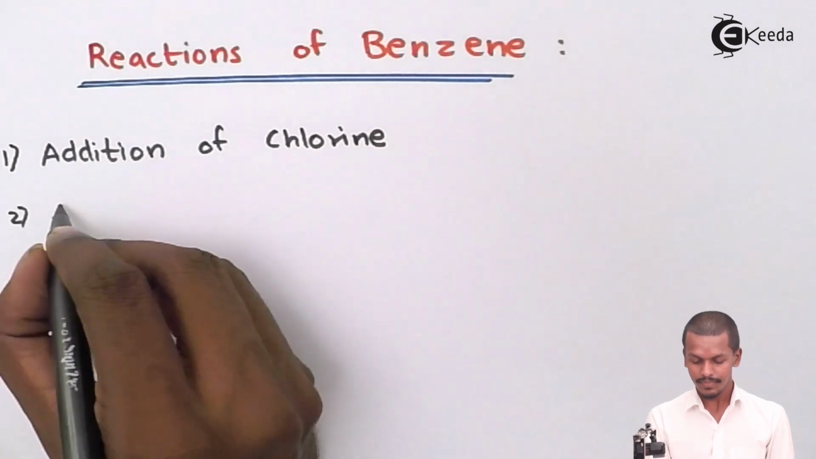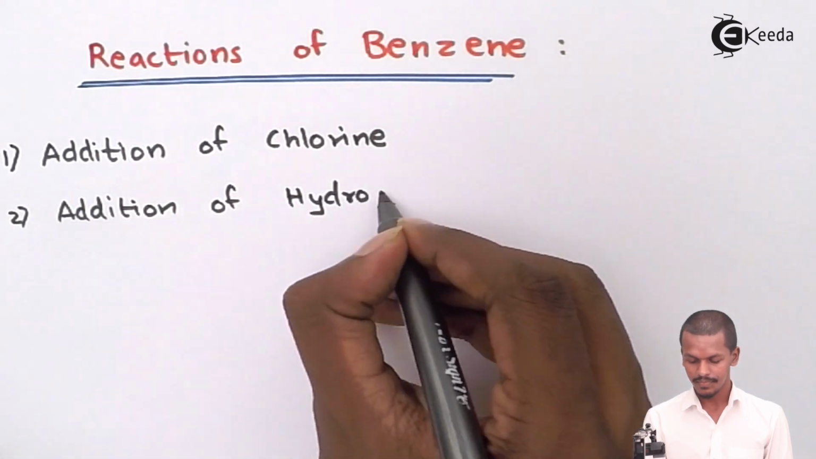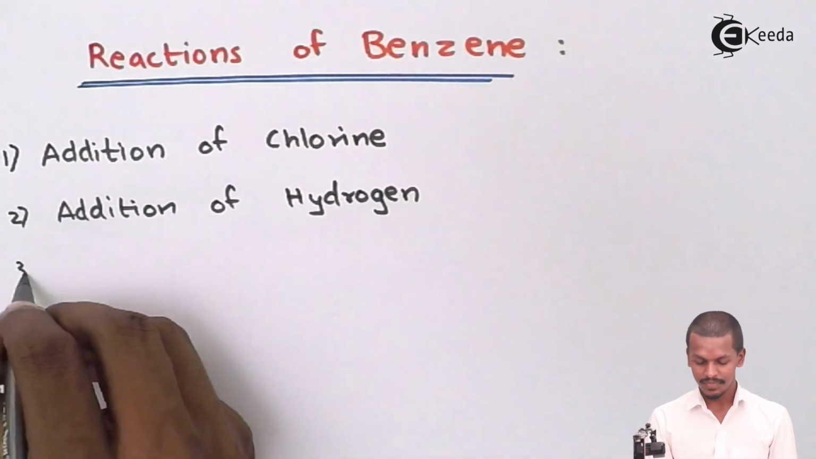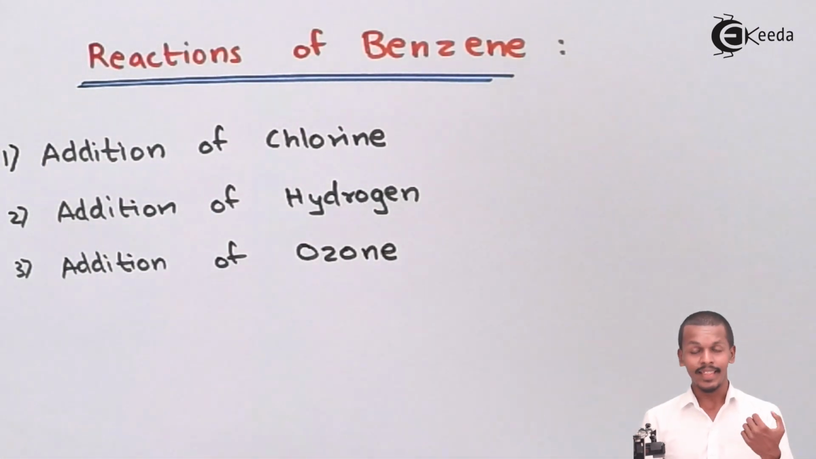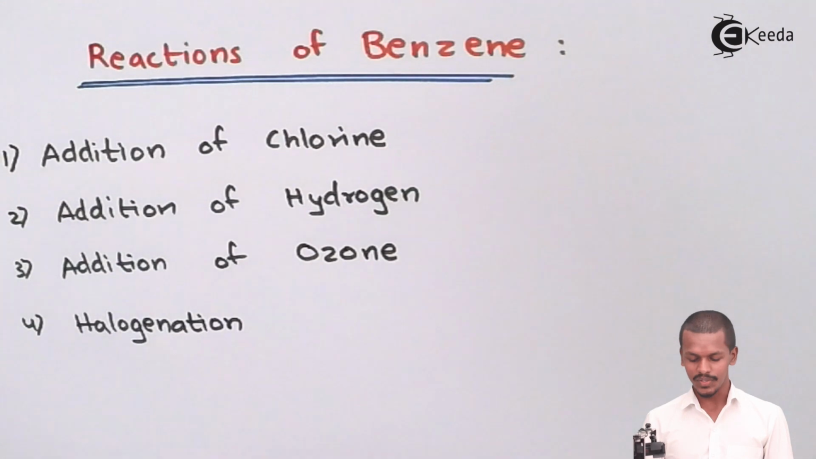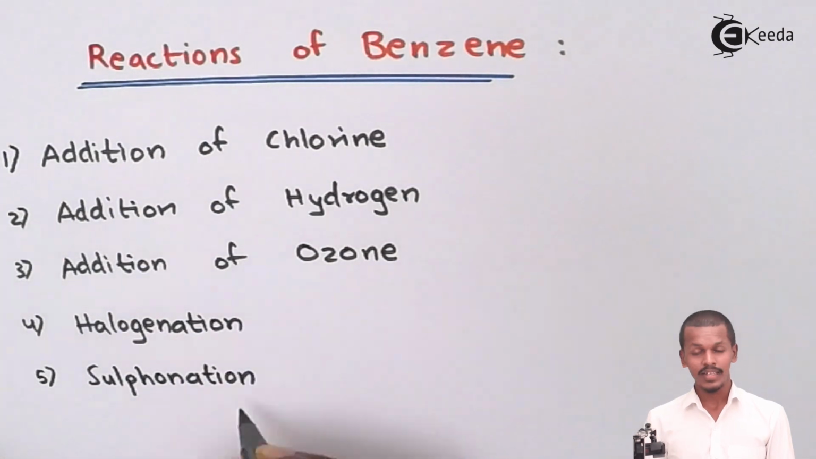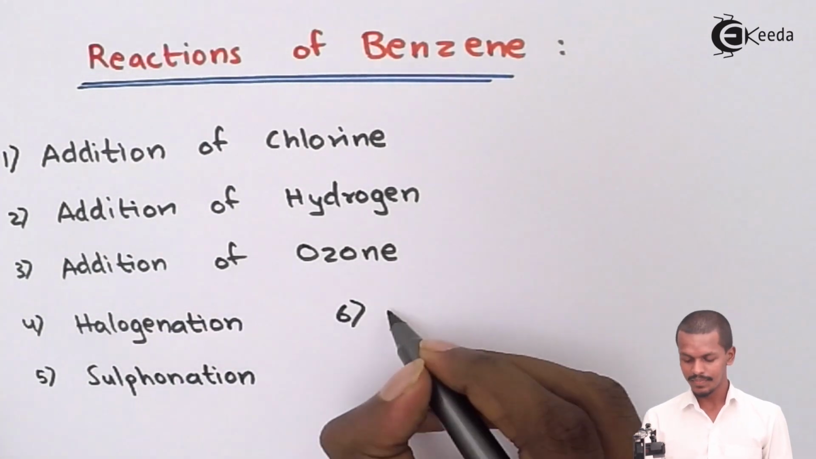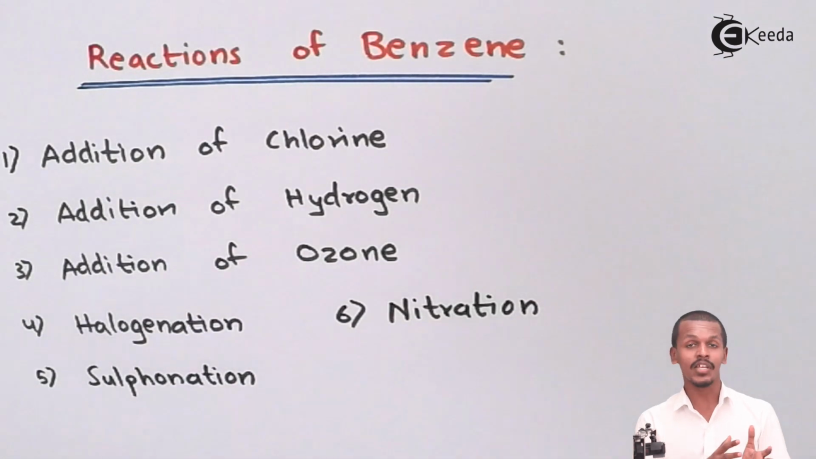The second is addition of hydrogen molecule. The next is addition of ozone, and the fourth is the halogenation process. The fifth is the sulfonation process, and the sixth is nitration. So these are the six reactions that are usually done by benzene, and that is what we are going to talk about.